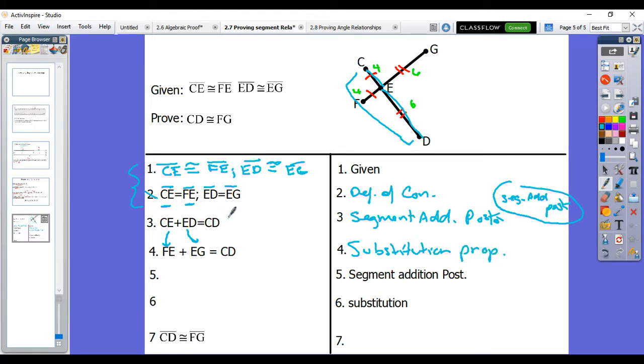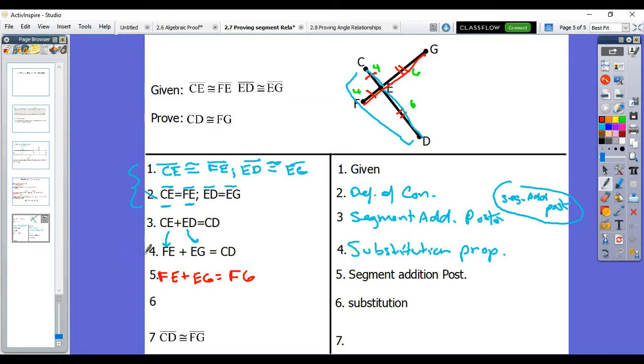We substituted. Now, they're telling us in step 5, we're doing another segment addition postulate. So what other segment can we add? Well, we added this one already. So the other one left is this one over here. We can say that segment FE plus segment EG equals the whole thing FG. We're allowed to do that because they are collinear and they form the entire segment. So that's the segment addition postulate.